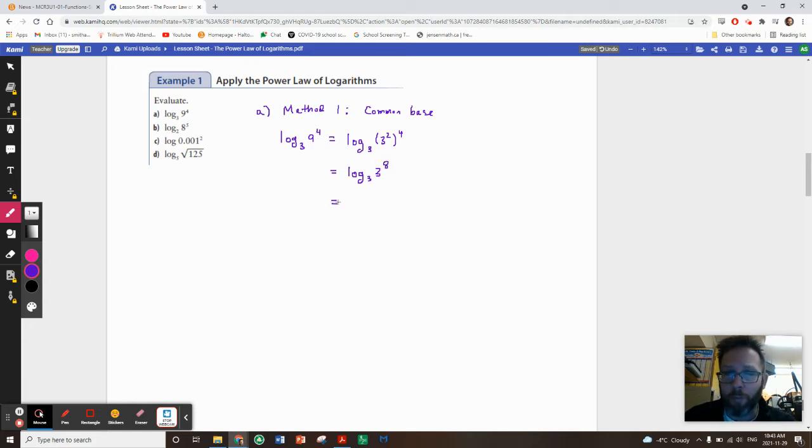We actually talked about this property in a previous lesson. But what this is saying, log base 3 of 3 to the power of 8, is 3 to what power gives you 3 to the power of 8? Well, the answer is just 8, right? So we can do a question like this by using a common base. We could also do this using our power law.